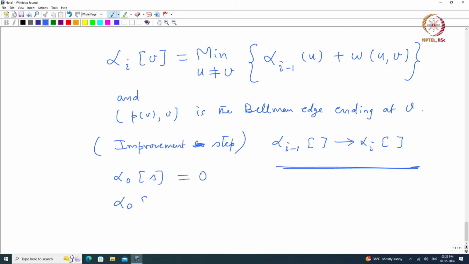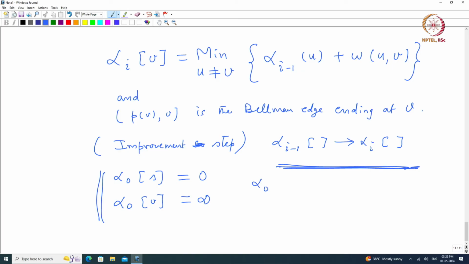What about alpha 0 V for all other vertices? From S to V you have to go without using any edge, maximum 0 edges you are allowed. There is no such walk. If there is no such walk, it is infinity. Therefore, this is alpha 0. You know how to compute alpha i minus 1 to alpha i. Therefore, use this improvement step n minus 1 times.